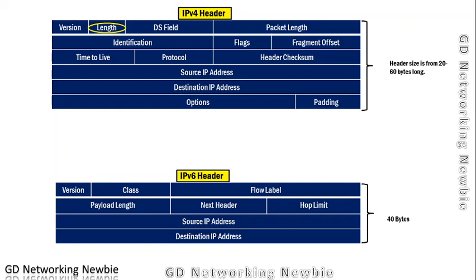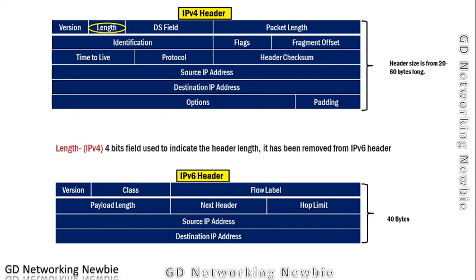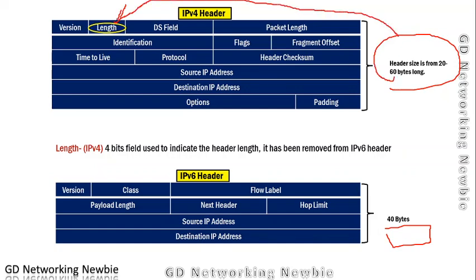And then we have the length field. The length field is used to indicate the header length, and it has been removed from IPv6. You can see the length field is available in IPv4, but in IPv6 we don't have any length field, because in IPv6 the header length is fixed, but here it is variable. Therefore we need a specific field to indicate the length of the header in IPv4.